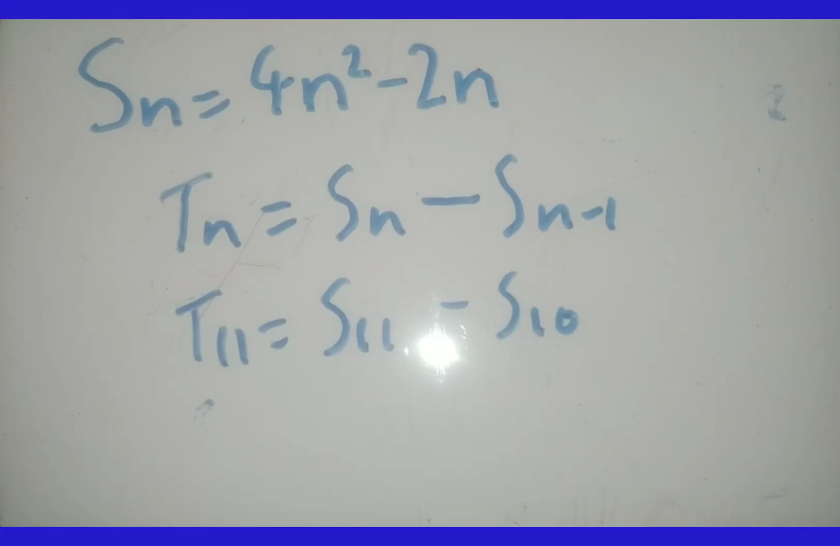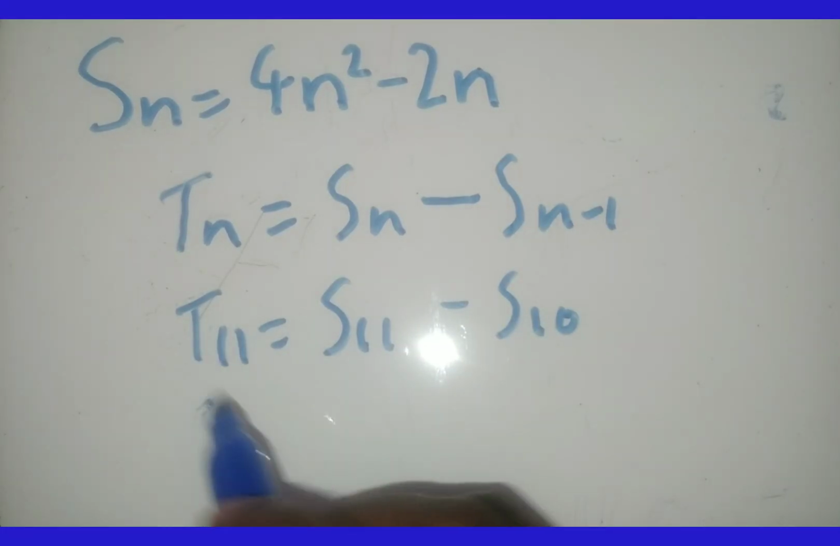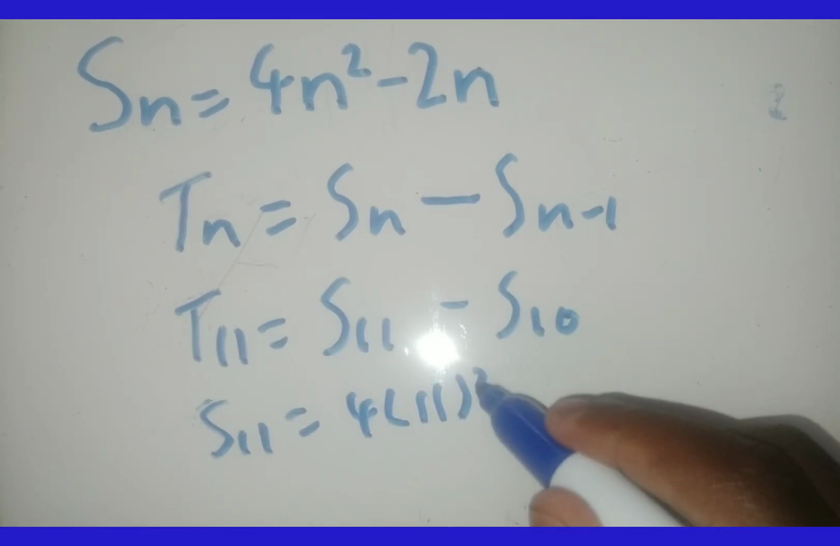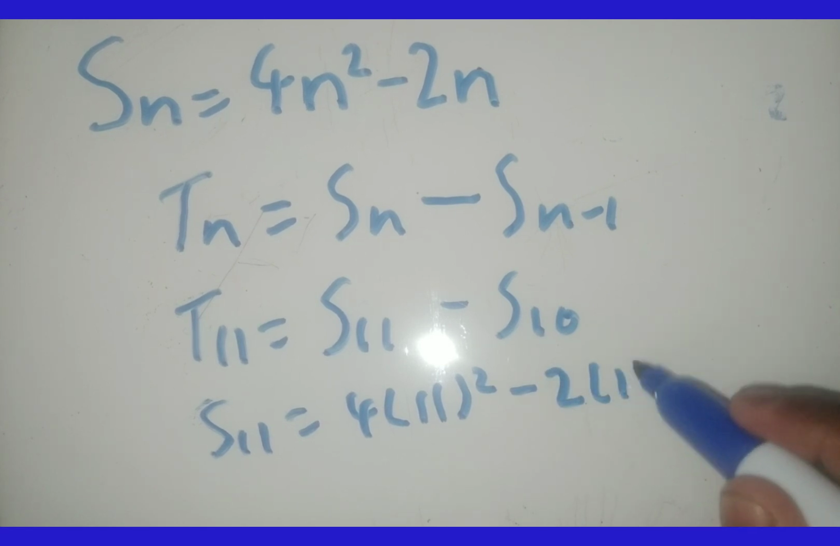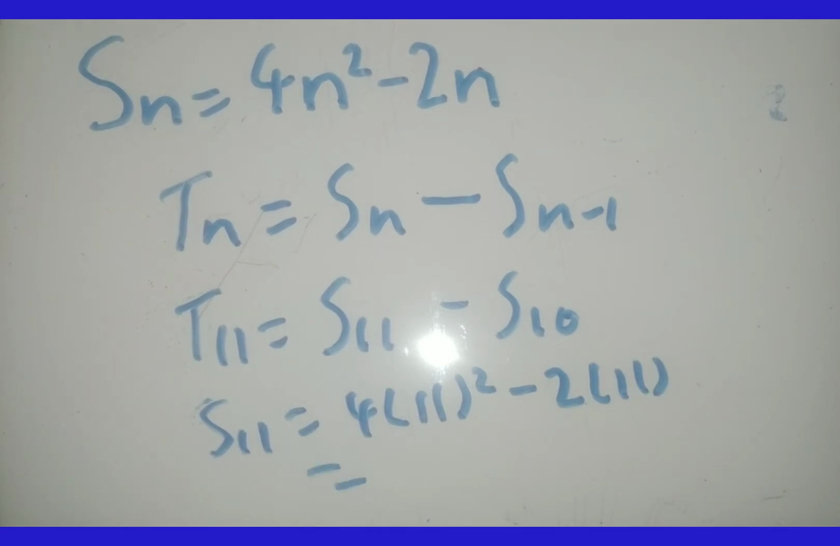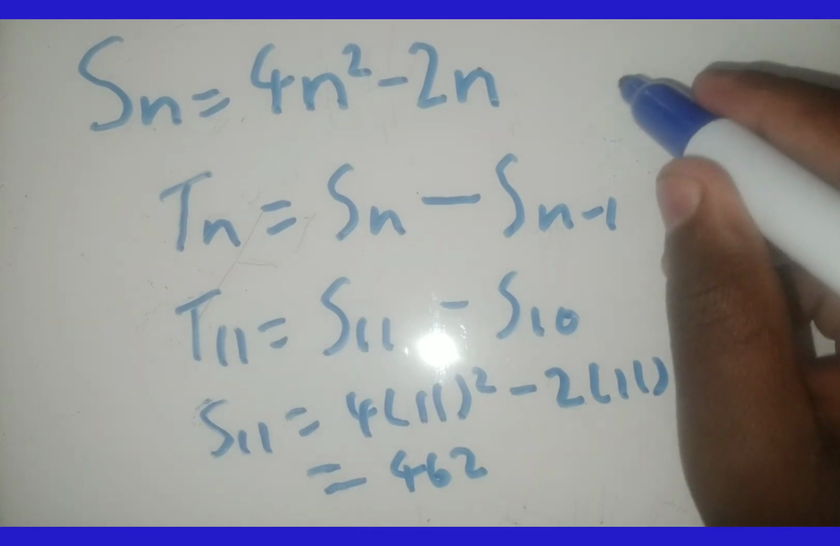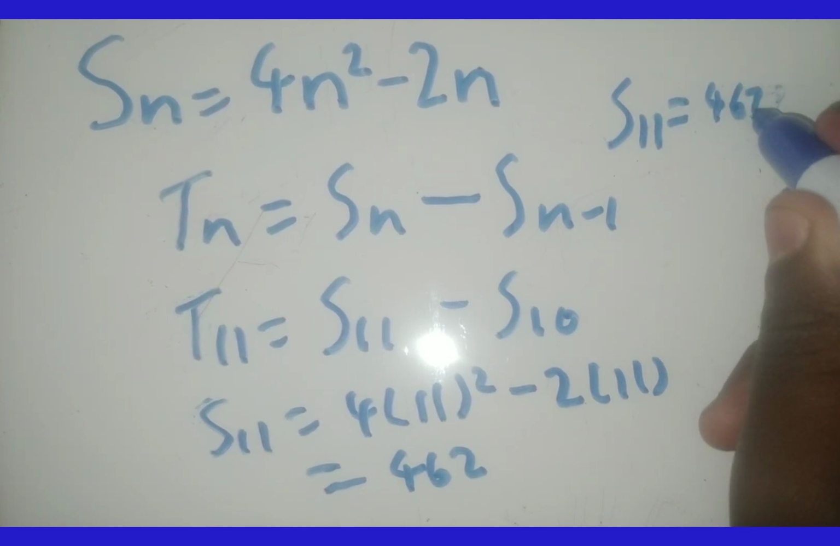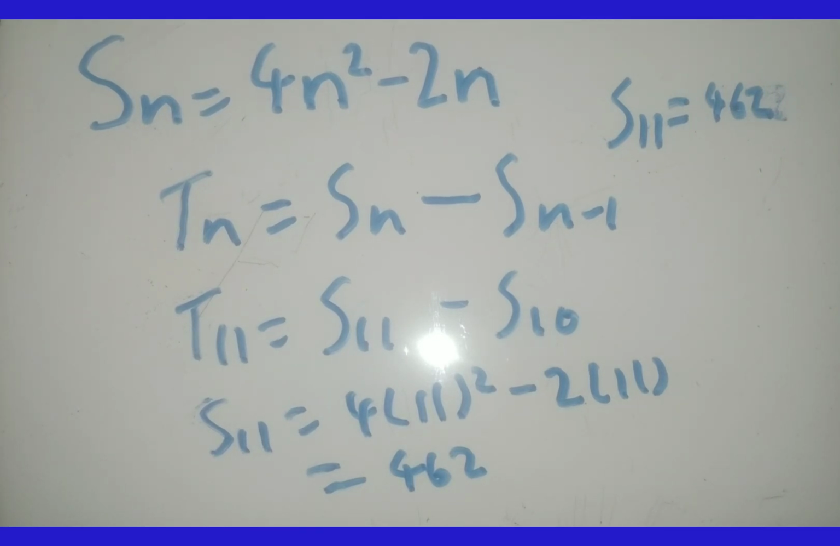All right, so we're going to substitute into this formula, right? So the sum of 11 terms is 4 into 11 squared minus 2 into 11, and you can verify with me that should give you 462. So the sum of 11 terms is 462. Now let me find the sum of 10 terms, because if we want to find T11, it's the same as the sum of 11 terms minus the sum of 10 terms, right? Or, let's say we want to find T8, we'll say T8 is the same as S8 minus S7. That's all you cram, right?